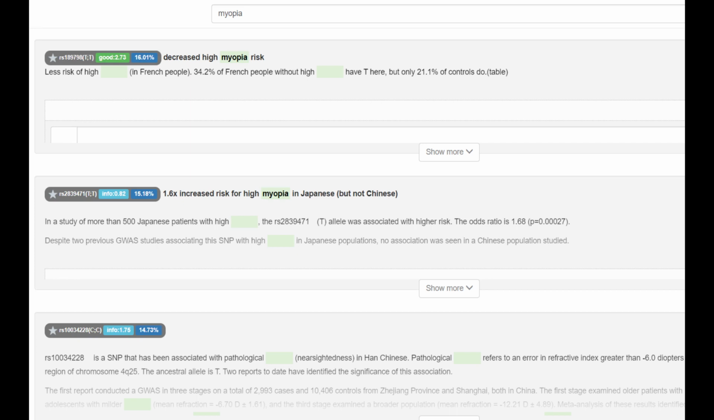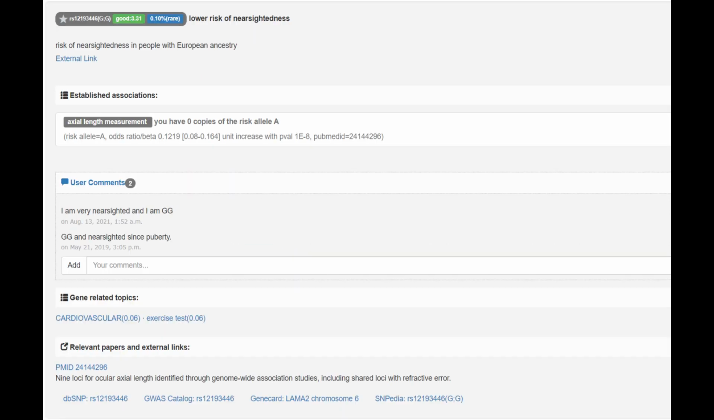When it comes to myopia, she seems to have the European anti-myopia mutation, and she also has this very rare genotype. As you can see, only 0.1% of people have this genotype, and it leads to a lower risk of nearsightedness, so she probably was not nearsighted.